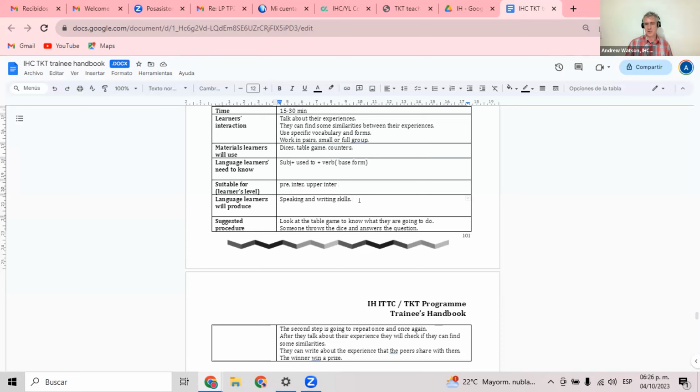Okay, so speaking skills, obviously, but why do you say writing? Because we thought that maybe they can write about the experiences that they were talking about. Yeah, you could do that as a follow-up exercise, getting them to write about their experiences. Yeah, why not? Okay, fine. Tell us about the procedure.